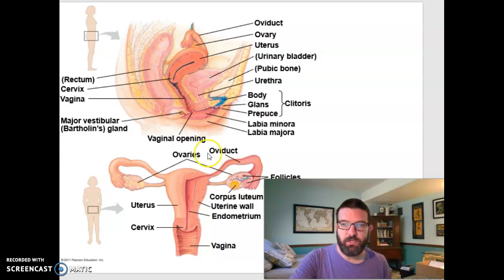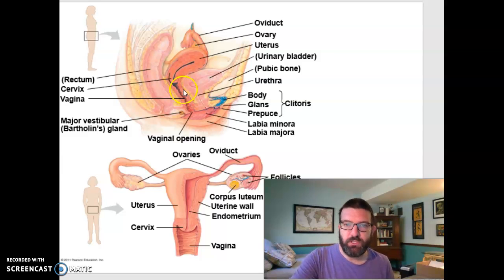If you look at the cross section here, again you can see the canal, which is the vagina. You can see the uterus and the cervix, which is the part of the uterus that dips down into the vagina. You can see the layers of the uterus. You've got the myometrium here with the muscle that squeezes the baby out, and the endometrium on the inside, which is where the embryo is going to be deposited and planted.